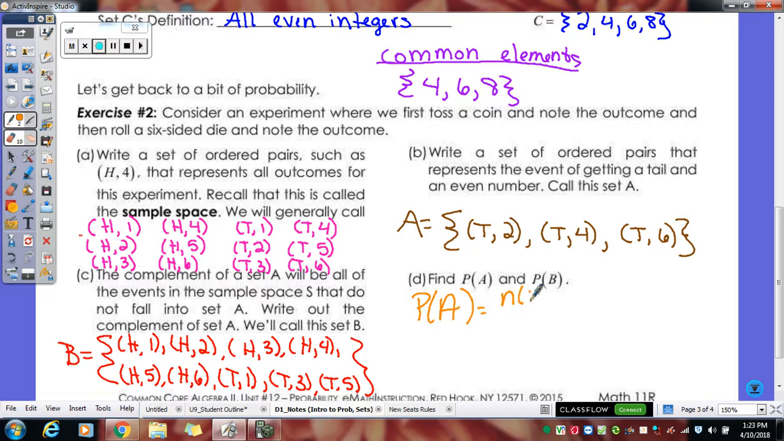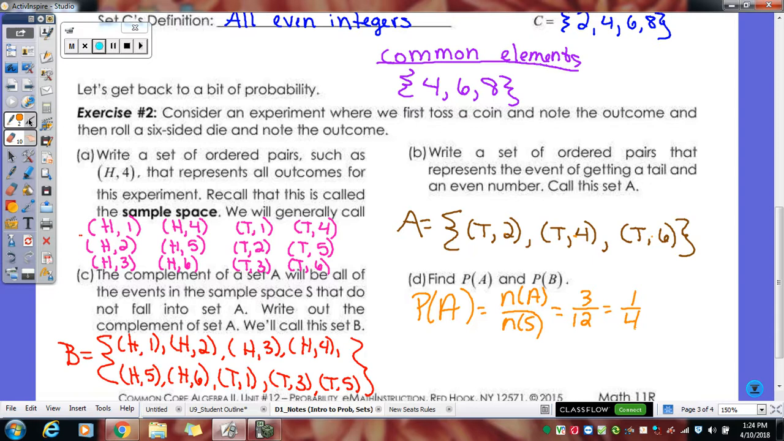So next in D, they want us to find the probability of set A. So again, just reviewing that definition of probability, it's the number of elements in set A over the total number of elements in the whole sample space. So how many elements did we have in set A? 3. 1, 2, 3. How many groups did we have in the sample space? 12. Count them up. We had 12 ordered pairs there in our original sample space. So 3 out of 12 or 1/4. So the probability of getting A would be 1/4.